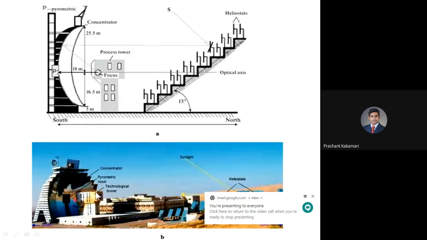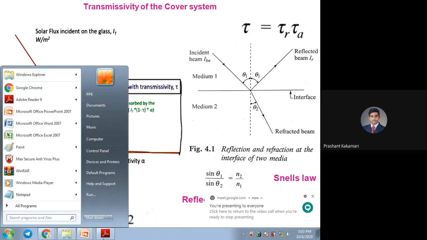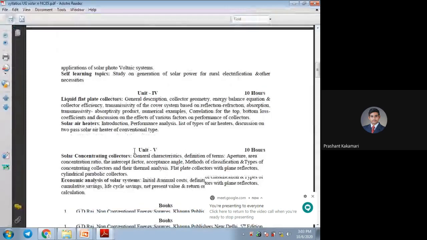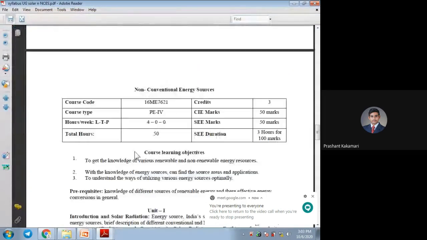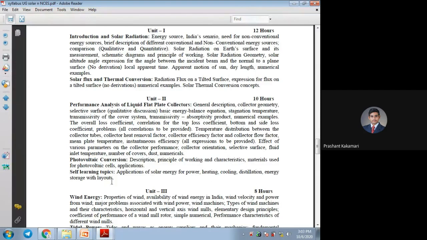So next, coming to the other part. Until now we discussed the self-study topics. Let me show the syllabus here and see what is left. In the second chapter, we discussed the self-study topic, that is, application of solar energy for power, heating, cooling, distillation, solar storage and other applications. Earlier we discussed the effect of various parameters on the collector performance, that is, selective surface, orientation, fluid inlet temperature, number of covers, dust, etc.